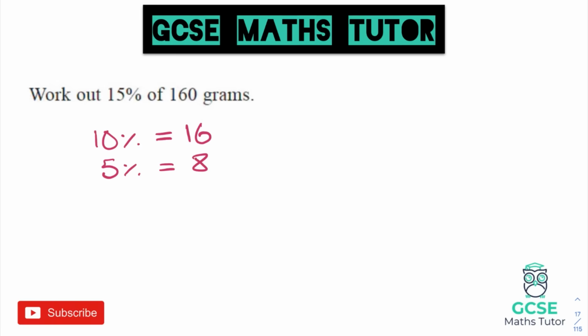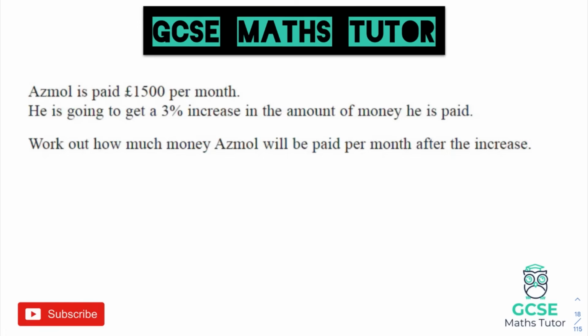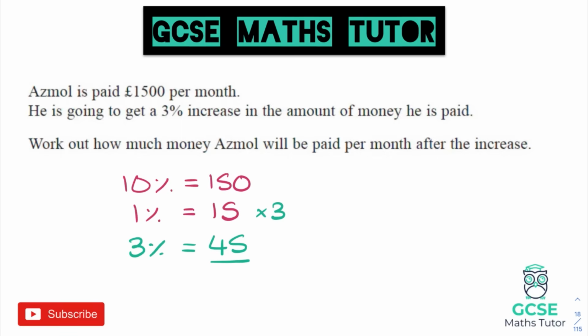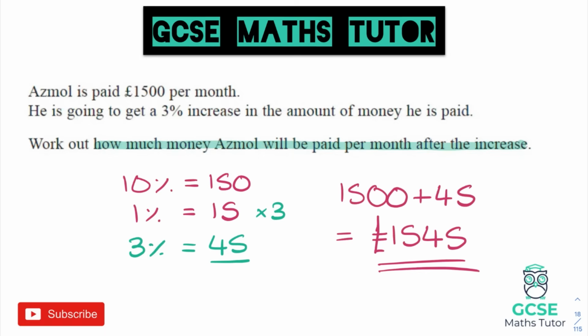So for 15% we just need to add those two together, and that would give us our total there, just making sure we put any units if we need to. If we have a longer question, read it nice and carefully and highlight key information. For an increase, we can work out 1% by dividing 10% by 10 again, and then we can get any percentage there. So 3% would be 3 lots of that, and if this is a percentage increase, we would add that on to find that amount after an increase.